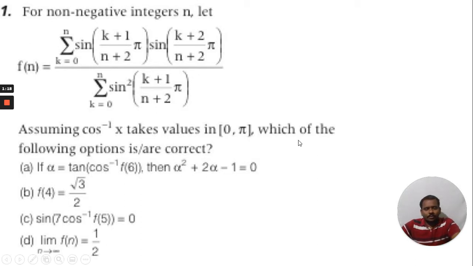So this problem looks complicated, right? But believe me students, problems that look complicated will have simple solutions. So I hope this problem also will have a simple solution. In order to see the solution of this problem, first we need to simplify the given expression, right? In order to simplify this expression, we are going to use trigonometric identities.